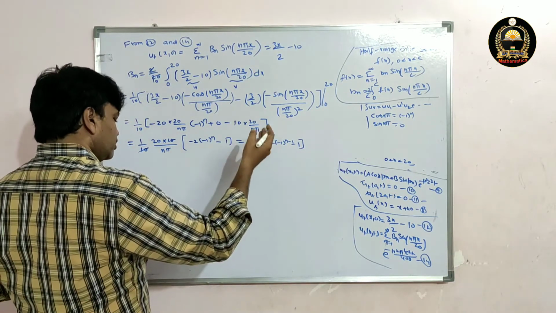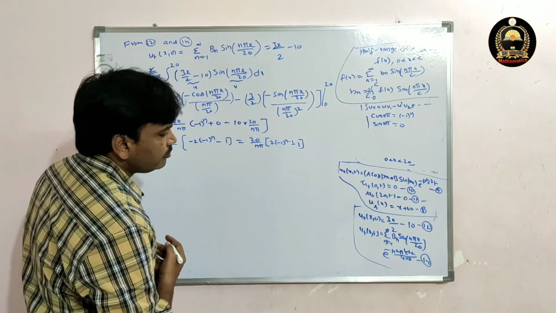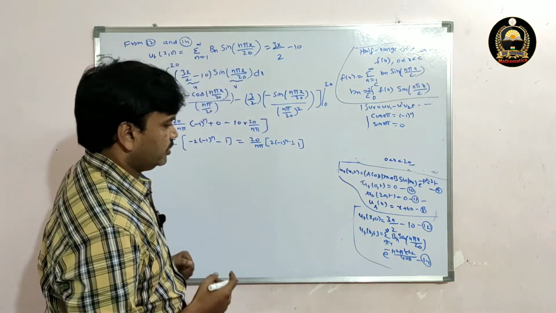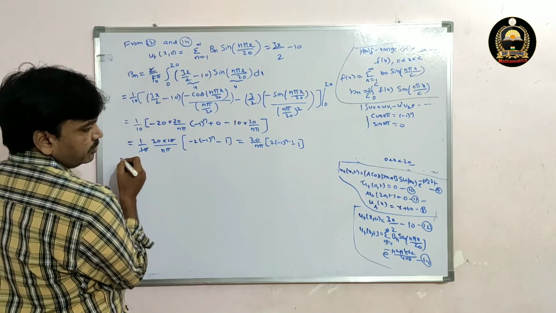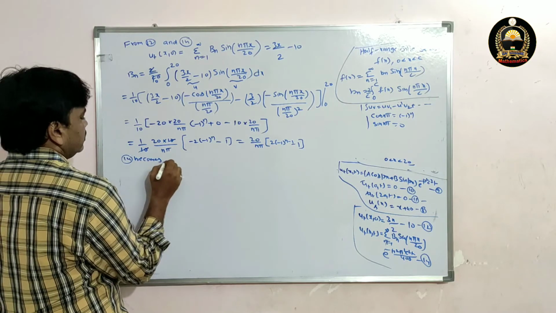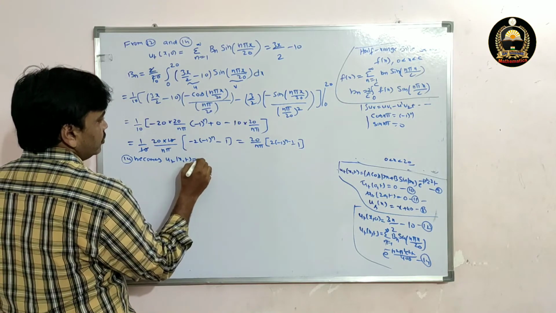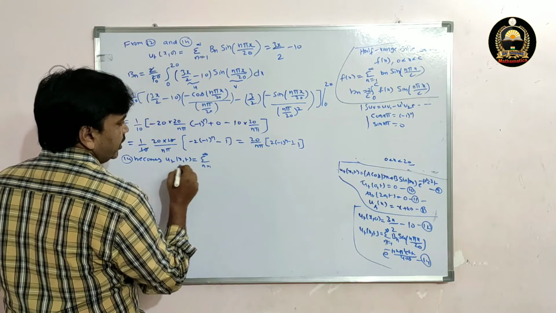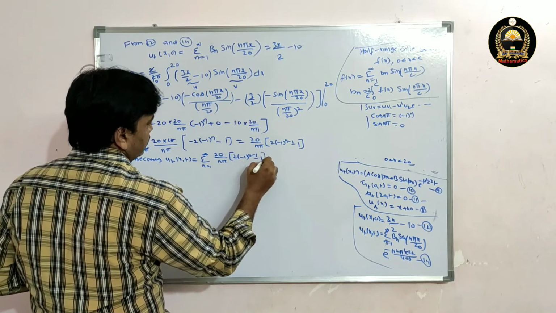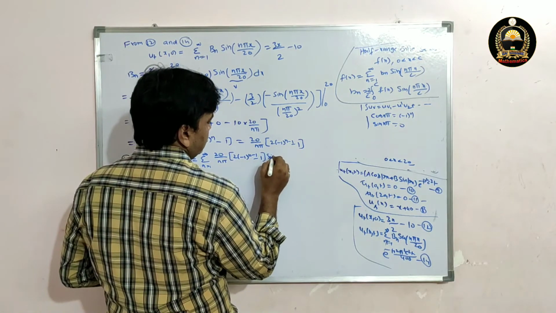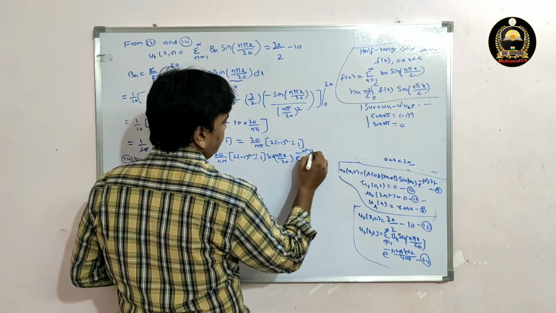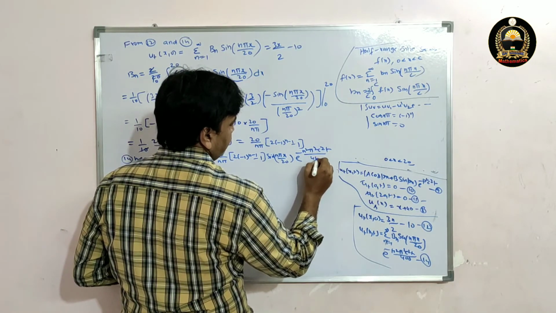Also you can take common minus, that is up to you. So this solution 14 becomes ut of x comma t equal to sigma n equal to 1 to infinity 20 by n pi, 2 into minus 1 whole power n minus 1 minus 1, into sin n pi x by 20 into e power minus n square pi square c square t by 400.